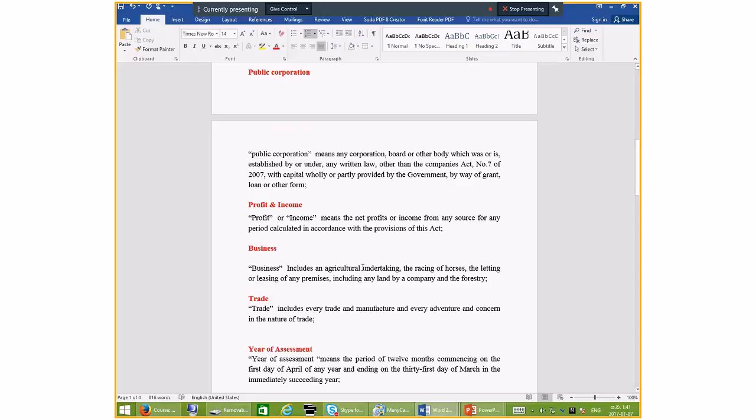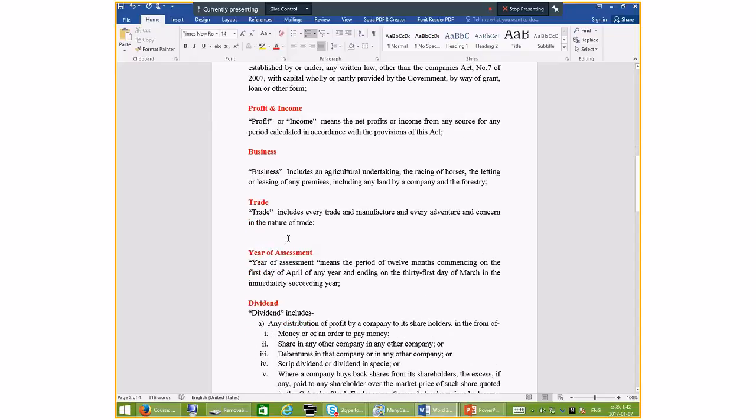The word "year of assessment" is also defined in the Inland Revenue Act. Year of assessment means, but we can't include any other 12-month period, only a 12-month period commencing on the first day of April in any year and ending on the 31st day of March in the immediately succeeding year.